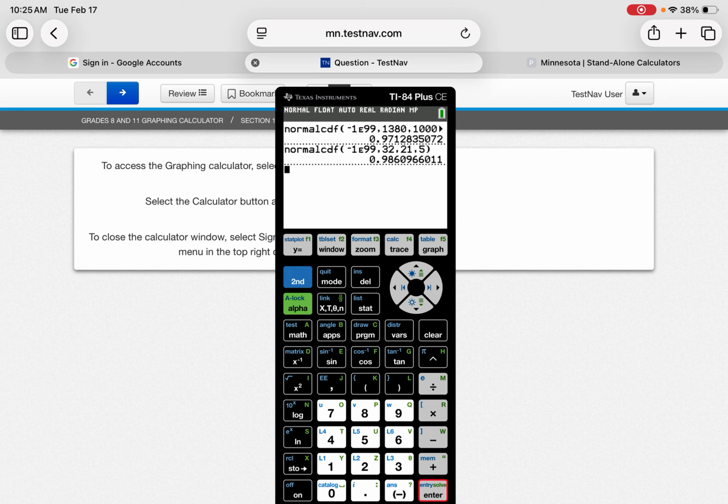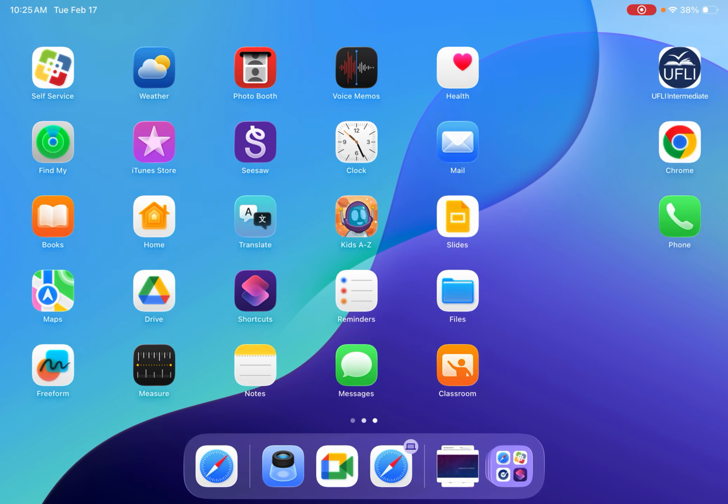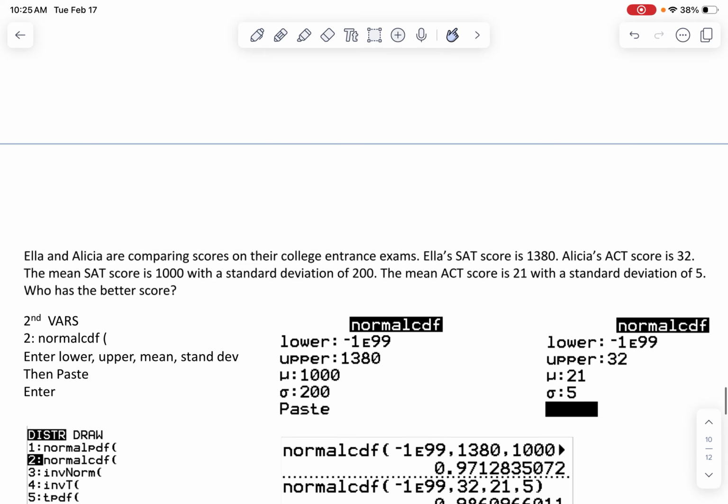Okay, so now for Alicia, it says 0.98609. So that means she scored better than 98.6% of the population. So Alicia's score is better. Both scores are really, really good, but Alicia's is a touch better. Okay, so that's how we do this.